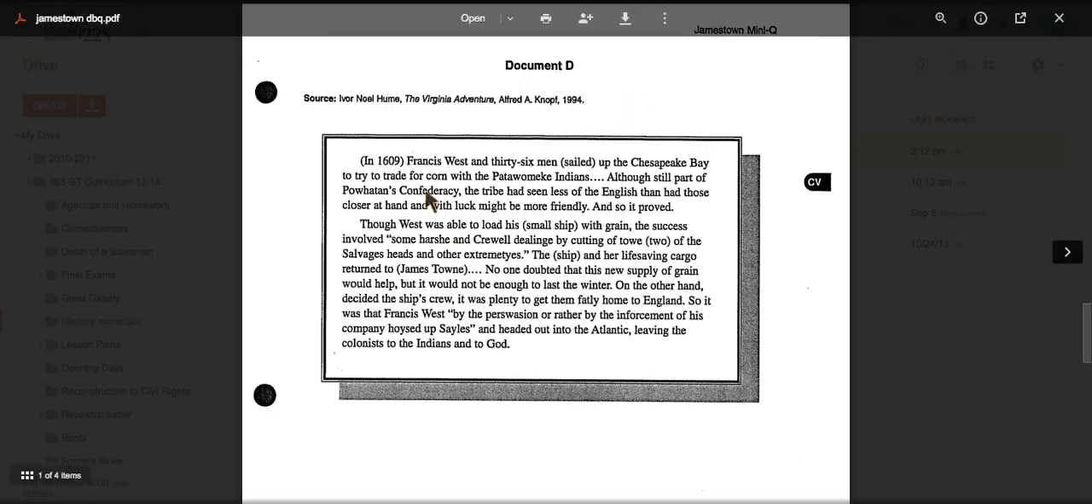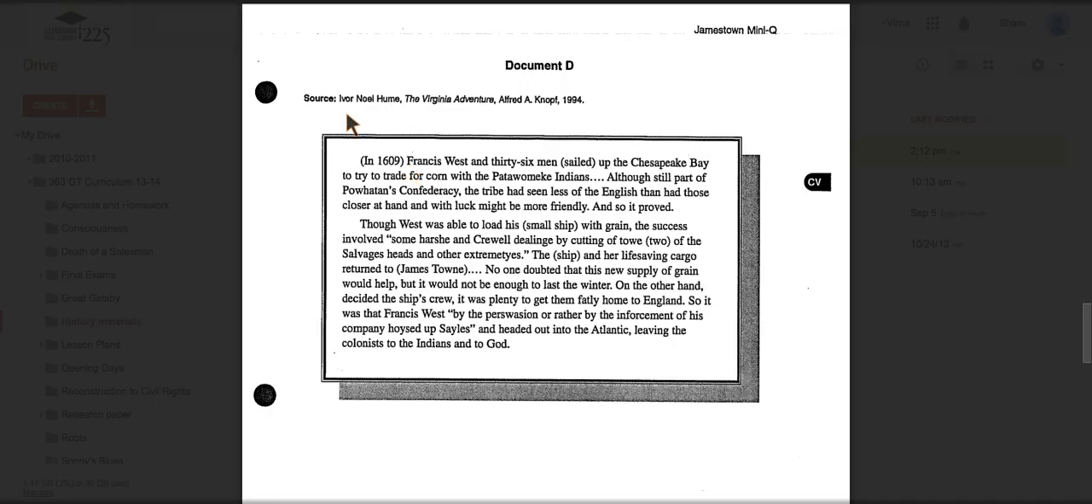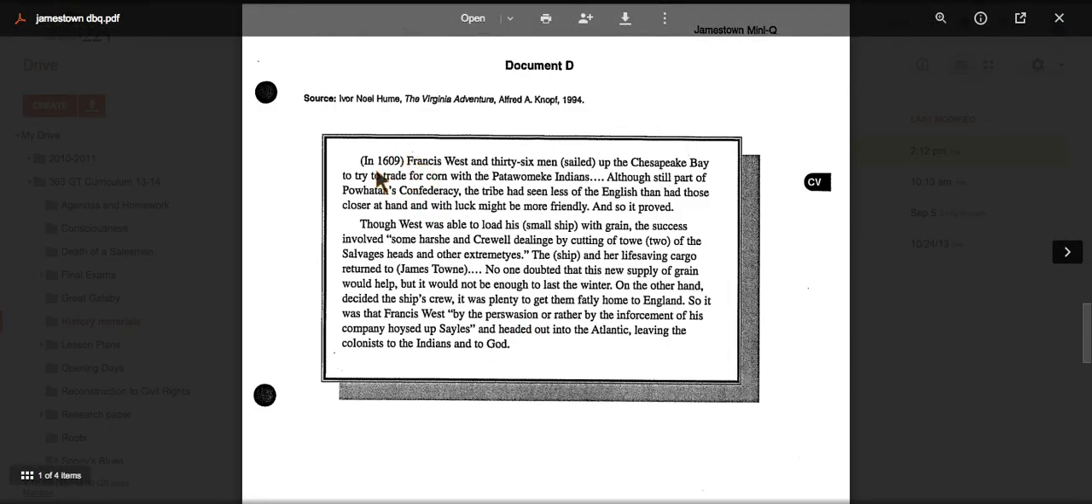Then I would look at the actual excerpt. What's it about? It says in 1609. So it sounds like Ivor Noel Hume might be a historian writing about Jamestown, something around the time of 1609. And it said, in 1609, Francis West and 36 men sailed up the Chesapeake Bay to try to trade for corn with the Powhatan Indians.